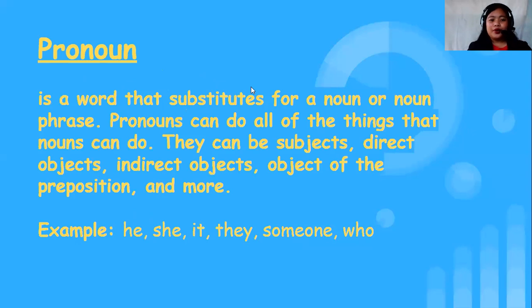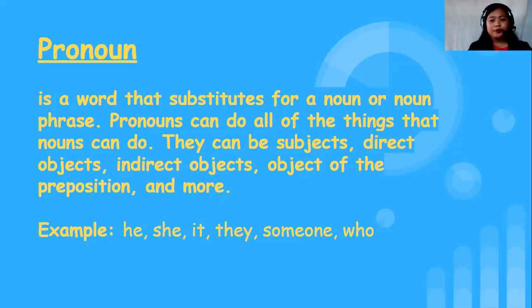A pronoun is a word that substitutes for a noun or noun phrase. Pronouns can do all the things that nouns can do. They can be subjects, direct objects, indirect objects, objects of the preposition, and more. So a pronoun is a substitute word for a noun.